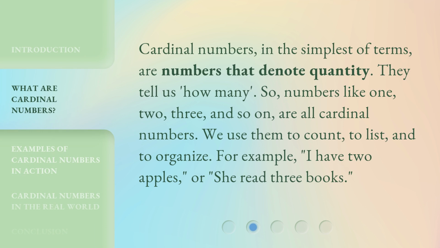Cardinal numbers, in the simplest of terms, are numbers that denote quantity. They tell us how many. So, numbers like 1, 2, 3, and so on, are all cardinal numbers. We use them to count, to list, and to organize. For example, I have 2 apples, or, she read 3 books.